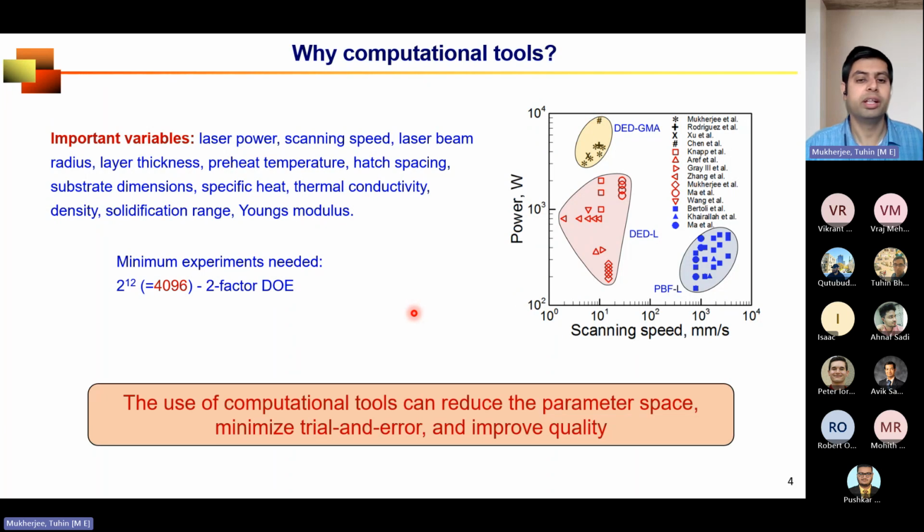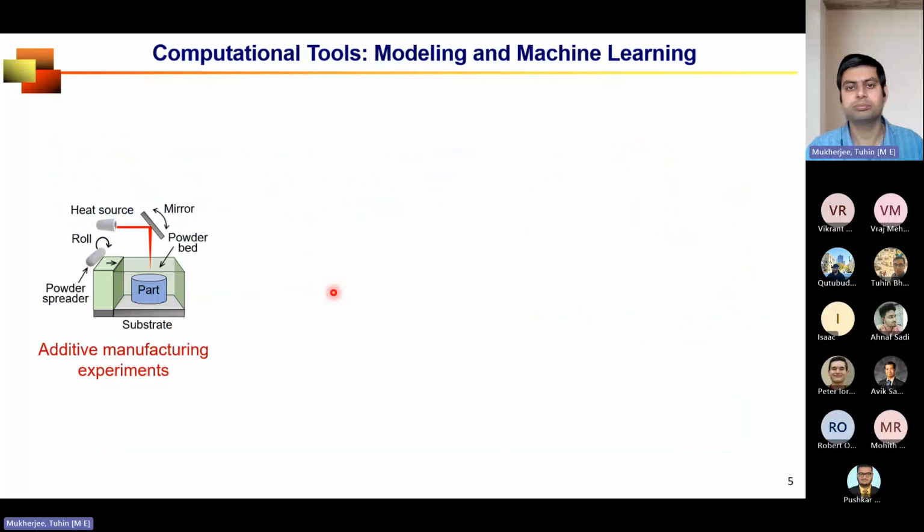So what is the alternative? The alternative is, because of the advancement of computational techniques, we can use computational tools that can reduce the parameter space to be explored. We can significantly minimize trial and error experiments so that within a shorter amount of time we know what works and what does not work. Then we do experiments only for that reduced parameter window and make parts with improved quality. So that's the main mantra behind my talk. How we can use the computational tool to understand what works and what does not work.